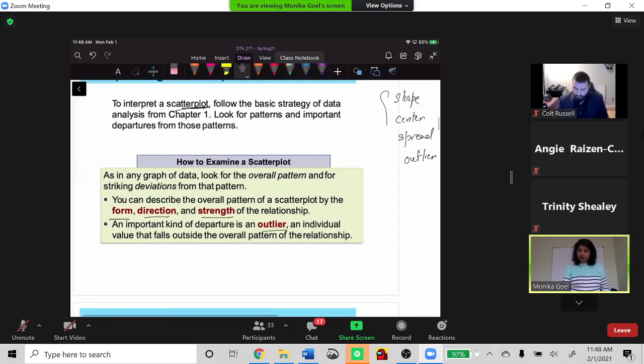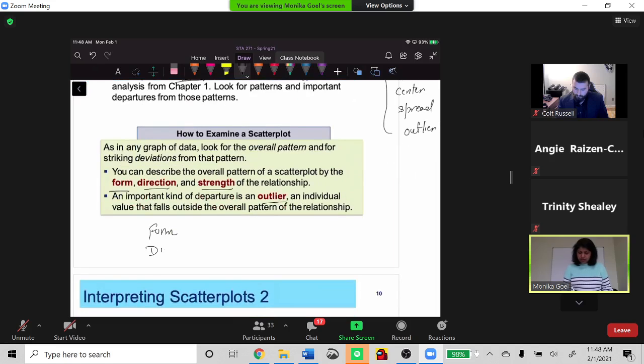There also we were looking for 4 things to read the overall pattern of a stem plot or a histogram. Now we are looking at the scatter plot. I'm looking at form. What is the form of that scatter plot? Then I will look at the direction. What kind of direction do I have, upward, downward, positive, negative, and then what is the strength, or how close the data points are towards each other.